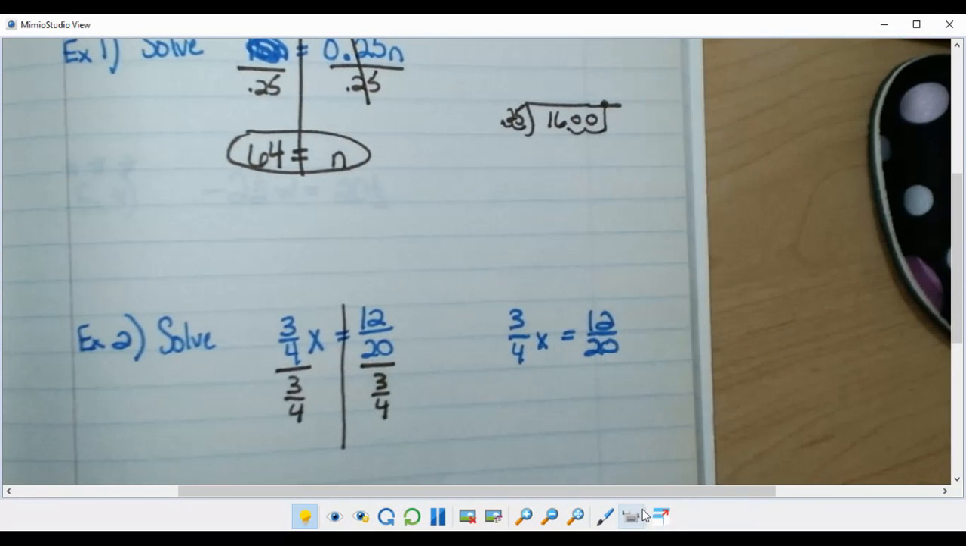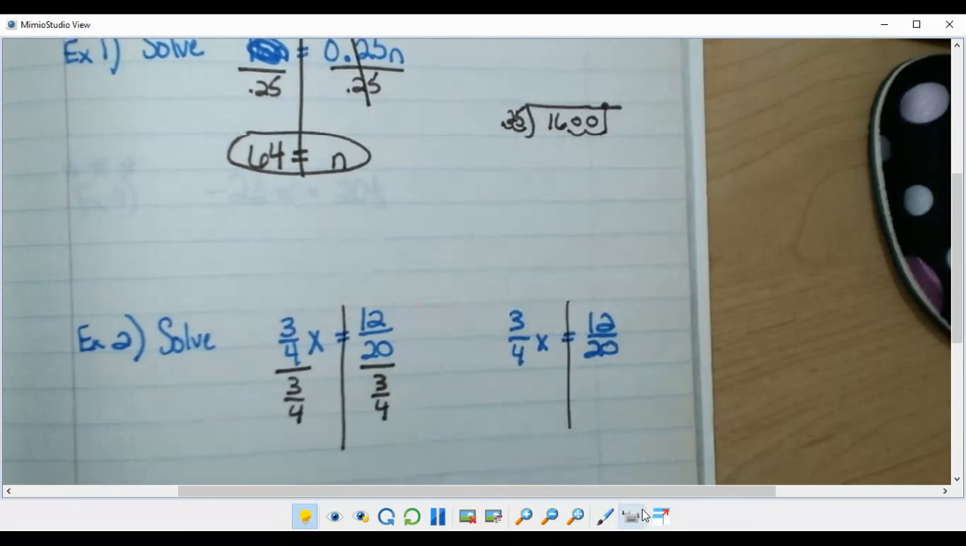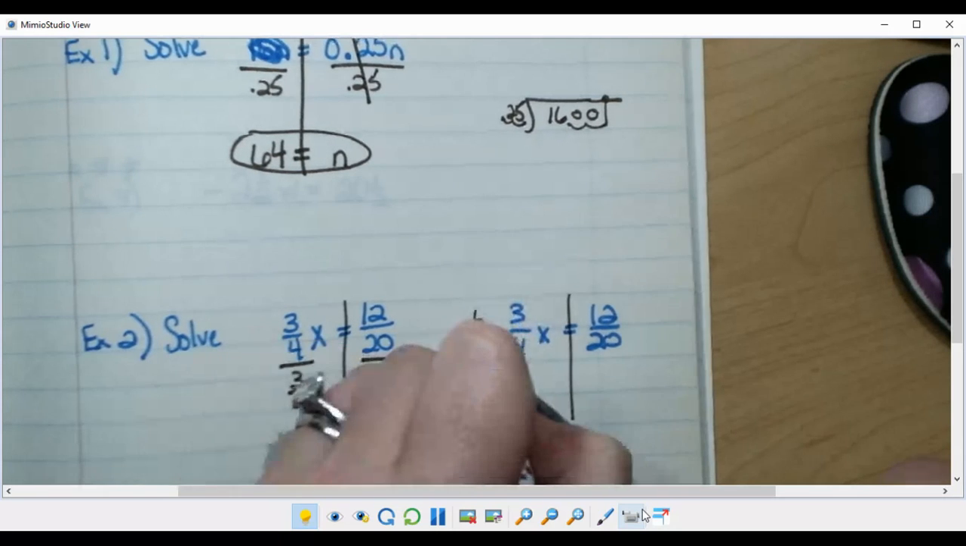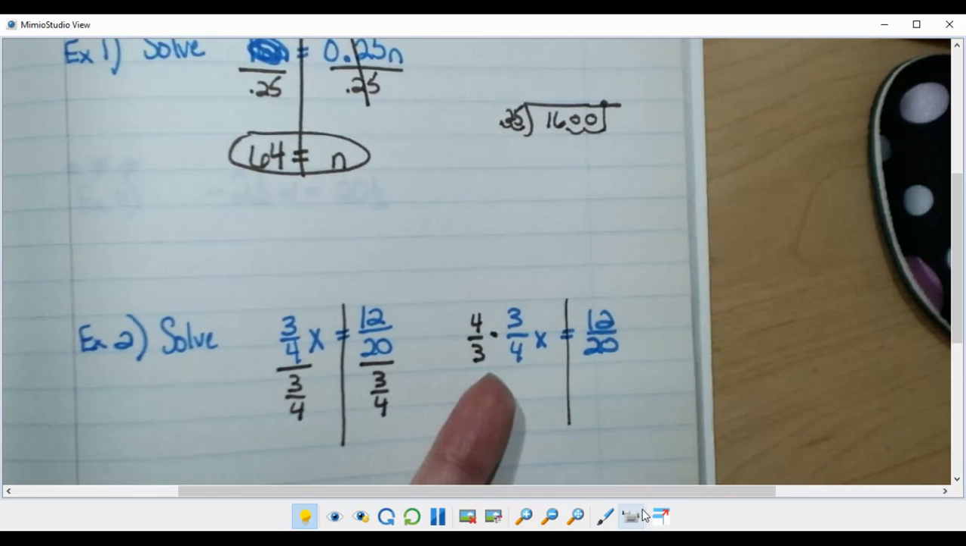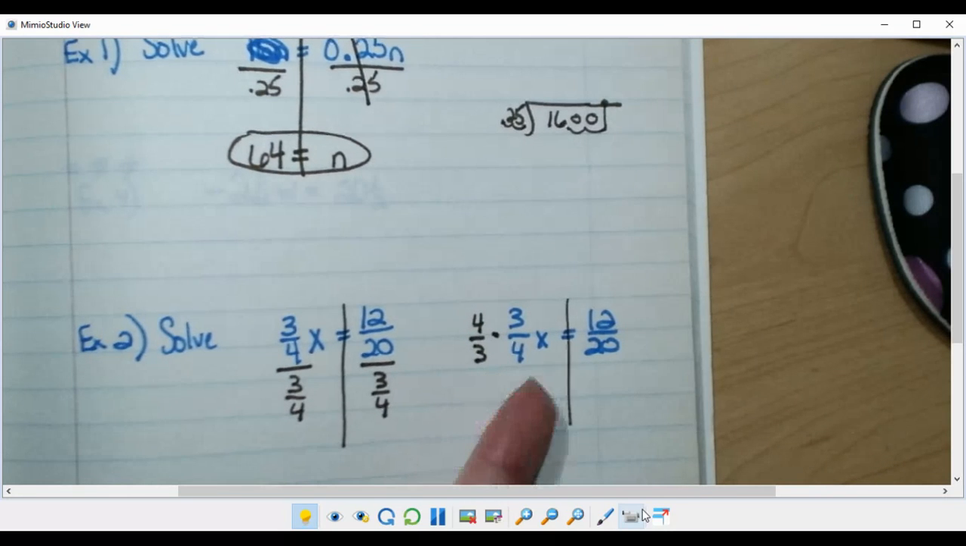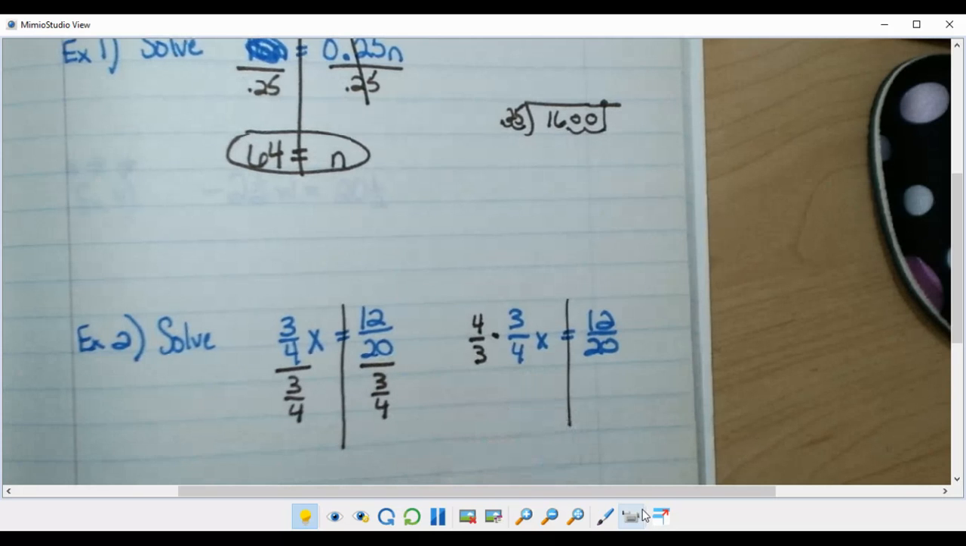All right, same thing. I'm still going to divide or split it. We're still going to divide by 3/4. But instead of dividing, mathematically, if I multiply by the reciprocal, that still gives me 1 over there. Isn't that what I want? I want x to have a 1 in front of it. So dividing by the number or multiplying by the reciprocal accomplish the same thing.